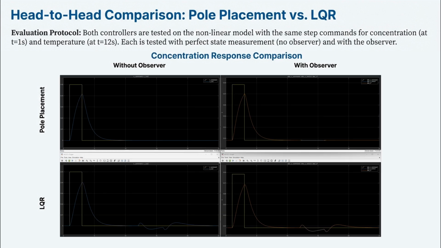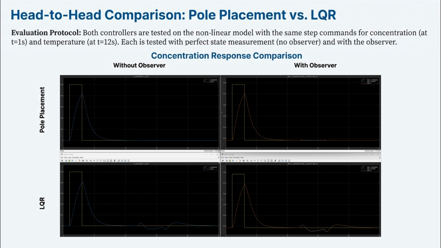Now let's look at the concentration. These inputs were given at the same time as the temperature. And we can see, once again, for the pole placement without the observer at the top left, remember at t is 15 seconds, we had a temperature change. This is not visible without the observer. As stated before, with the observer, we see a small displacement, as expected.